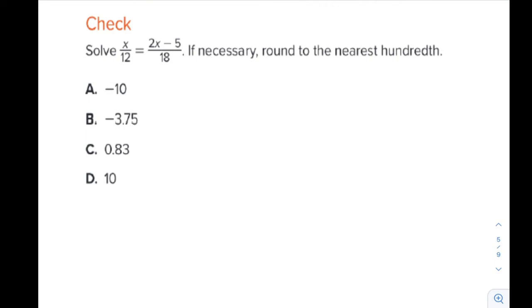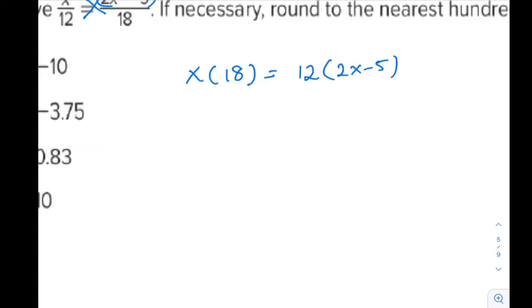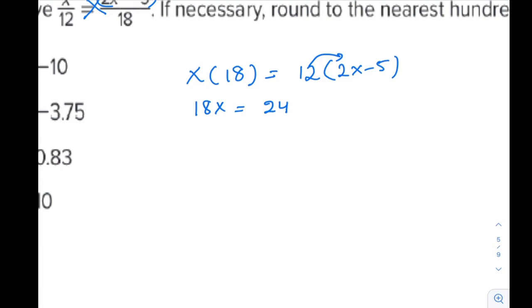We will do the same procedure. Cross multiplication. Remember, you are multiplying by the whole expression 2x minus 5. And now use the distributive property. We will keep this side the same, and we will multiply 12 by 2, 24x, minus 12 by 5 is 60. Taking the 24x to the other side, so it's 18x minus 24x is equal to minus 60.